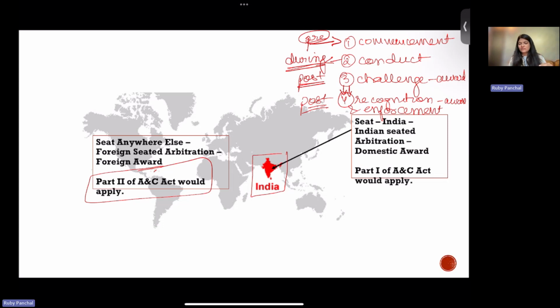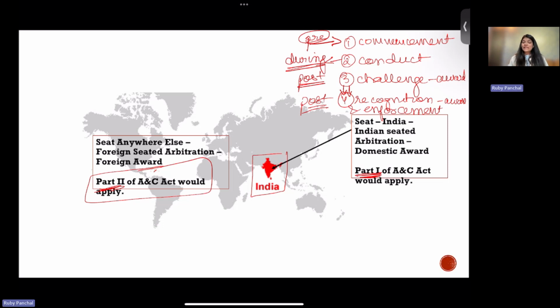So on the whole, I hope you're able to appreciate that these are the four phases which any law relating to arbitration might be regulating. Now let's come back to our point. We figured out that if the seat is in India, it's Part 1 which would apply, and if the seat is anywhere else, it's Part 2 which would apply, right?